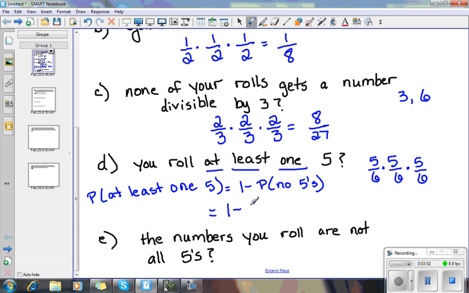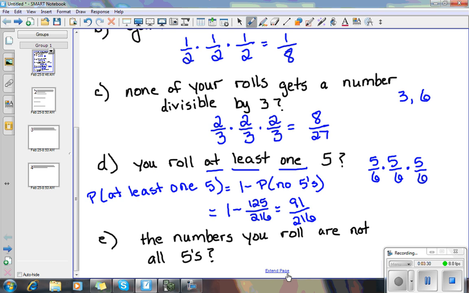So we have 1 minus 125 over 216. Okay, think of this as 216 over 216. So really all we need to do is subtract 216 minus 125, and if you do that, you get 91 over 216. So that's your probability that you would get at least 1 5.